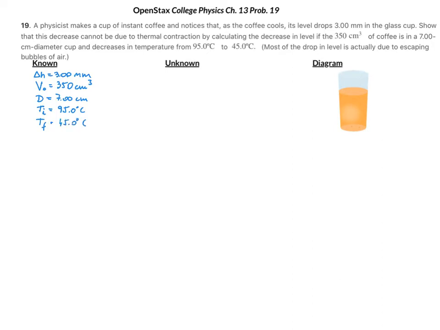So we want to check whether this is just volume contraction or if something else happens here. So we're going to double check the delta H. We want to see if delta H is really 3.00 millimeters due to thermal contraction.